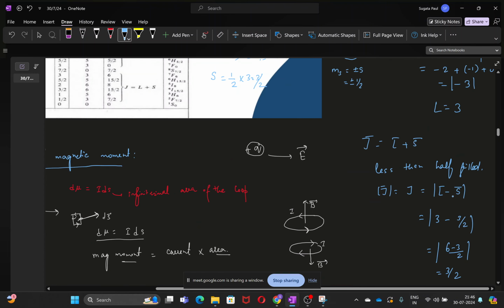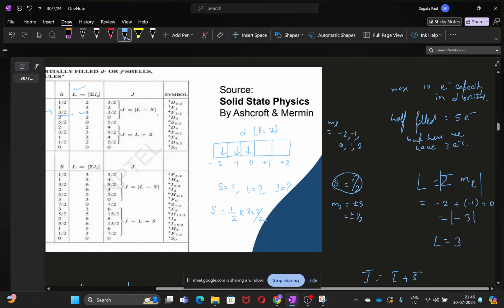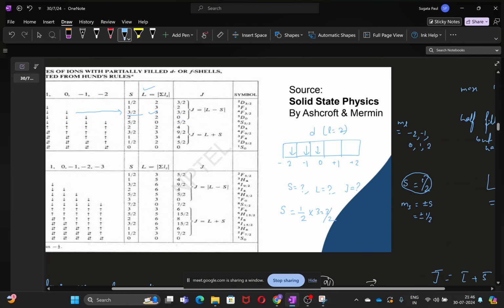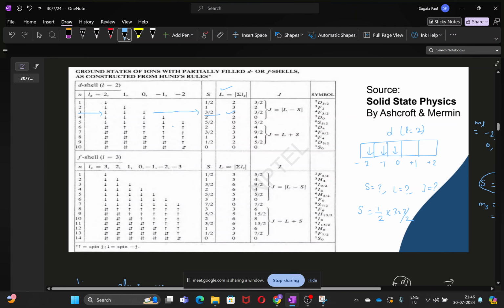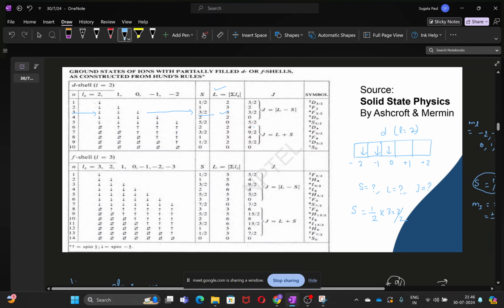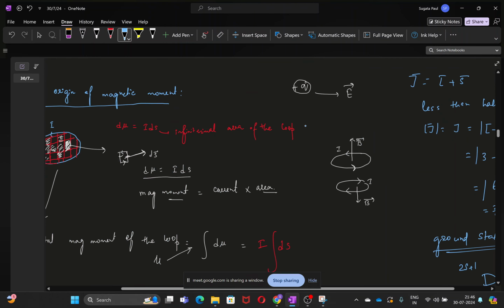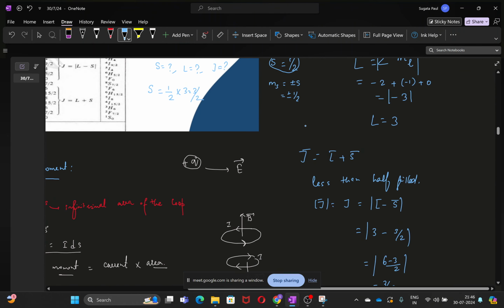So let us check whether we have done it right or not. Okay, sorry, I have made a mistake. Here it is mentioned that the ground state is not D but F. How is that coming? Okay, sorry, I made a mistake, my fault.